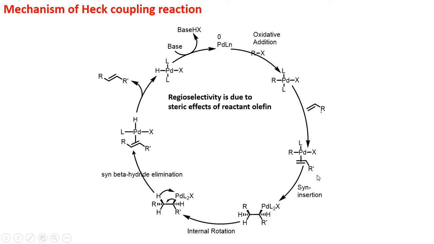Now you understand that regioselectivity in the Heck reaction is due to the steric effects of the reactant olefin. Here you see that palladium goes to the more hindered carbon atom, while the R group comes to the less hindered carbon atom. Steric hindrance at this alkene governs the regioselectivity of the Heck reaction. Stereoselectivity is governed by beta hydride elimination. So syn beta hydride elimination is responsible for the formation of the trans alkene.